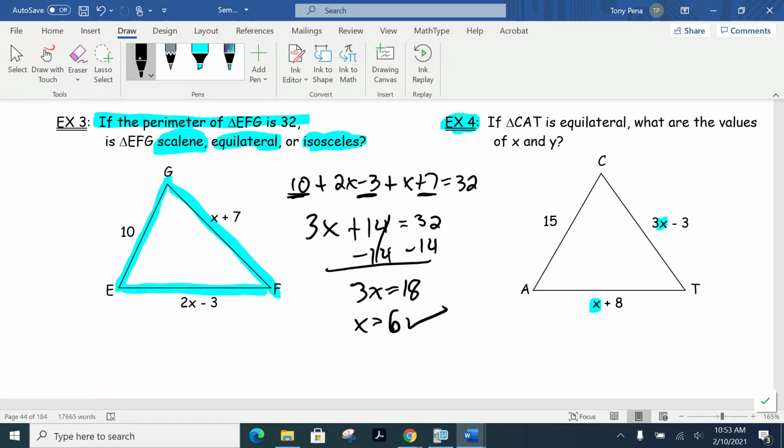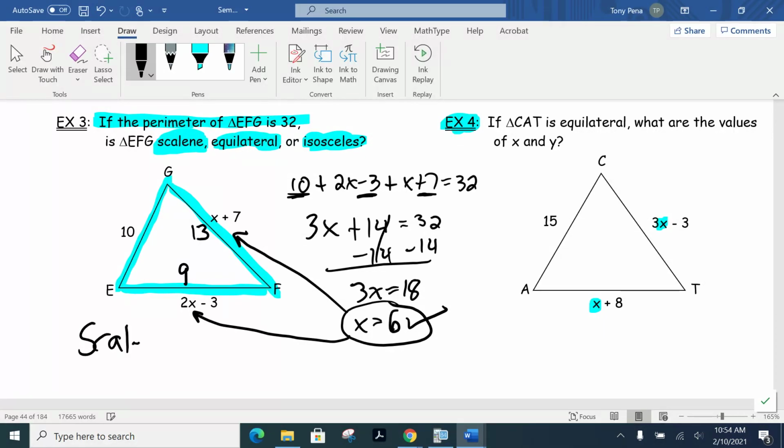Well, we know this side is 10, so let's take this x value of 6 and plug it in here. Isn't 6 plus 7 13? So we now know this side is 13. Take this x value of 6, plug it in right there. 2 times 6 is 12, and 12 minus 3 is 9. So if you look at our 3 sides, notice how none of them have the same lengths. Because none of them have the same lengths, you would then state that this triangle is a scalene triangle. Okay. Hopefully that makes some sense.